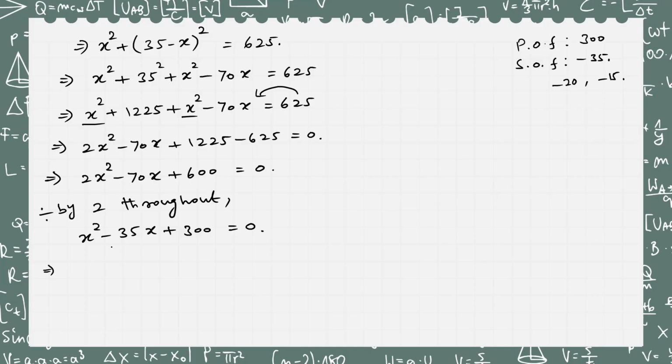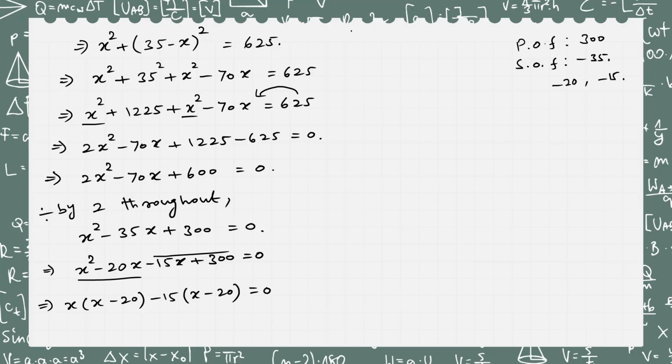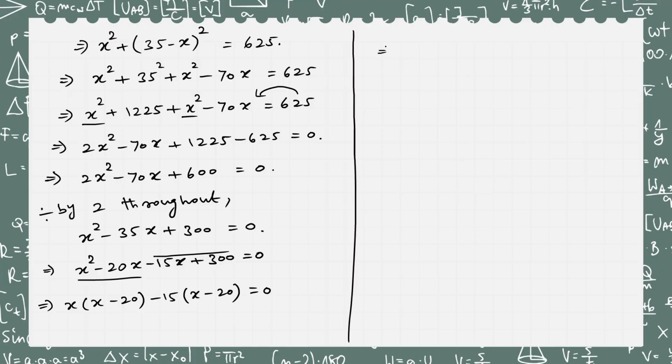So let us continue the factorization using splitting the middle term. x square minus 20x minus 15x plus 300 equal to 0. That implies combining the terms, we get x into x minus 20 minus 15 into x minus 20 equal to 0. So that implies x minus 20 into x minus 15 equal to 0, right? So that gives you x equal to 20 or x equal to 15. Both of these are possible, right?